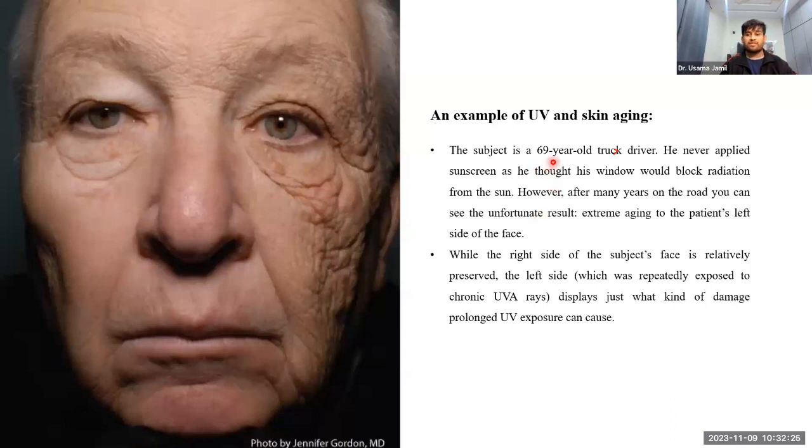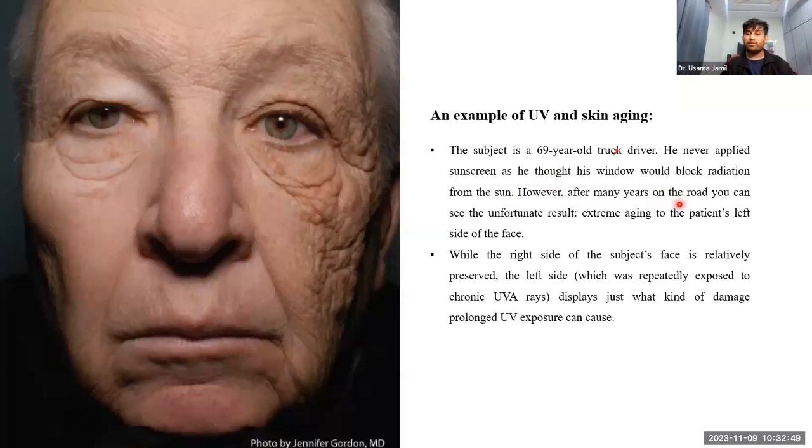So this subject is a 69-year-old truck driver. He never applied sunscreen as he thought his window would block radiation from the sun. So what happened exactly? It blocked the type B radiation that didn't cause any sunburns to him, but it definitely let the UVA go through it and damage his skin permanently over the course of years.